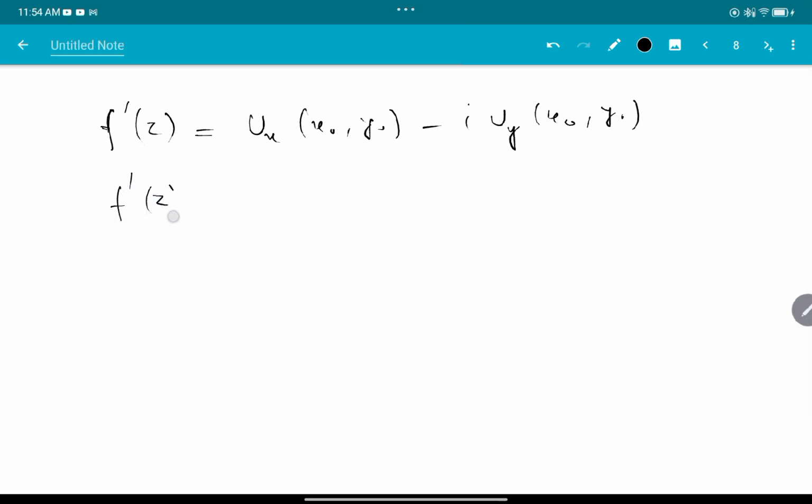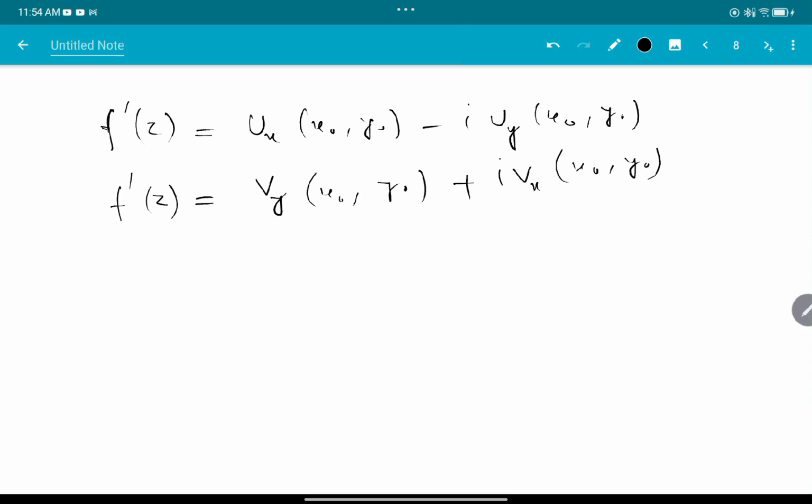In place of ux, one can have vy at x0, y0, minus i. In place of uy, one can have minus vx at x0, y0. This is the expression for the derivative of a complex function.